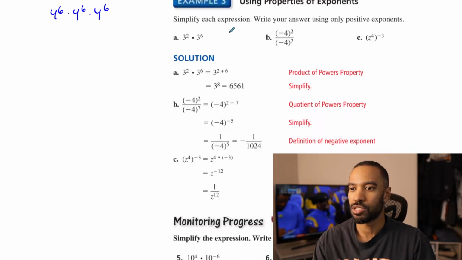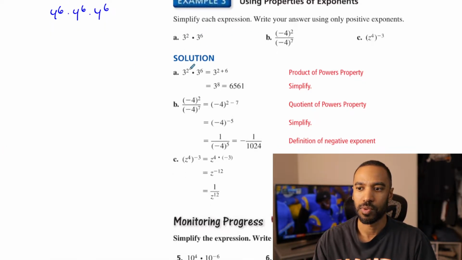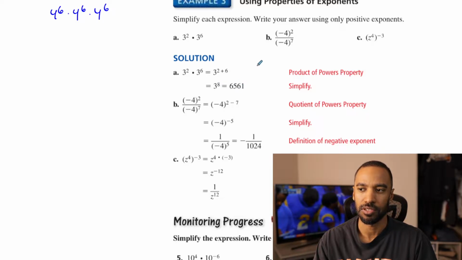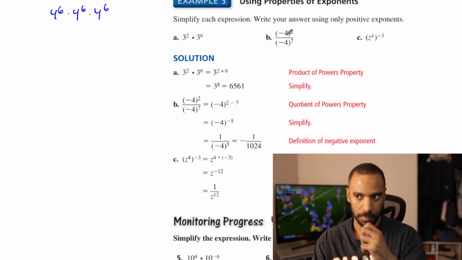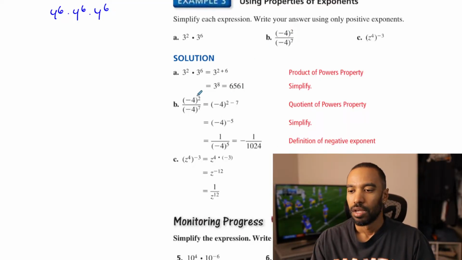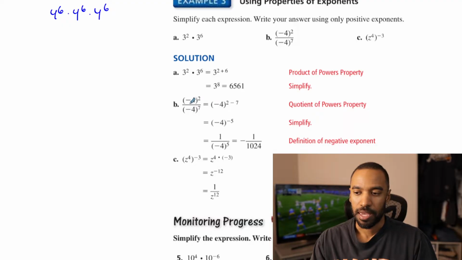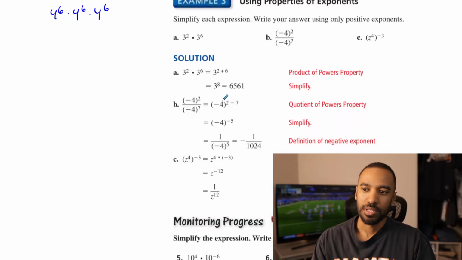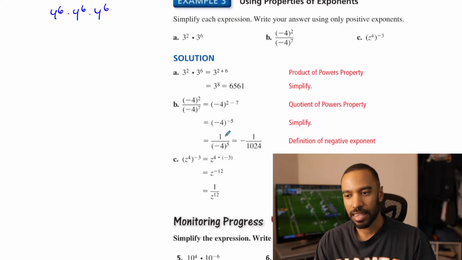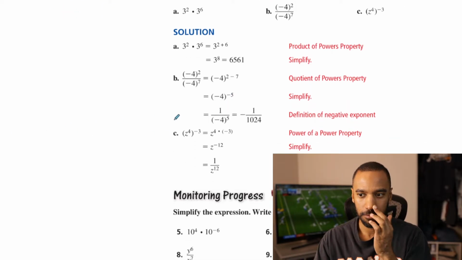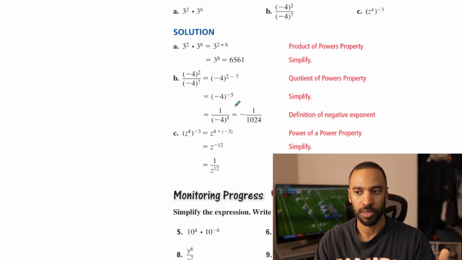Anyway, so when you see these 3 examples here, 3 squared times 3 to the 6th becomes 3 to the 8th. You add the 2 and the 6, and notice how they do evaluate the answer. Negative 4 squared over negative 4 to the 7th, both being in parentheses, means it's the same base and all that, and we'll treat it when we're ready. Notice how they do the 2 minus 7, and then turn it into negative 5, and then they have to turn the negative 5 into a positive 5 exponent in the denominator before they evaluate.